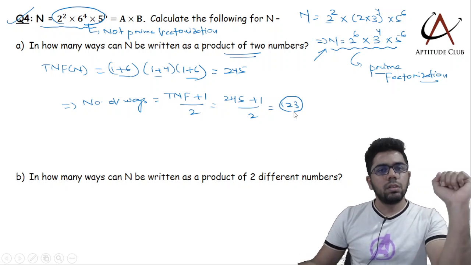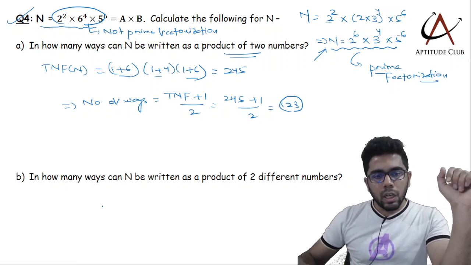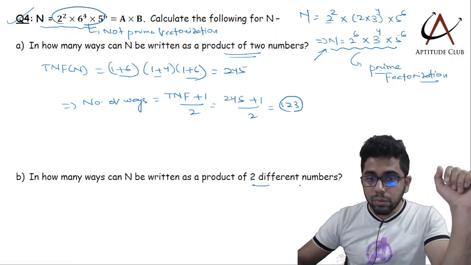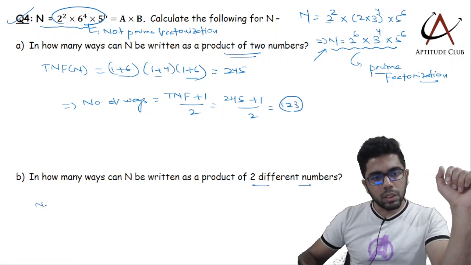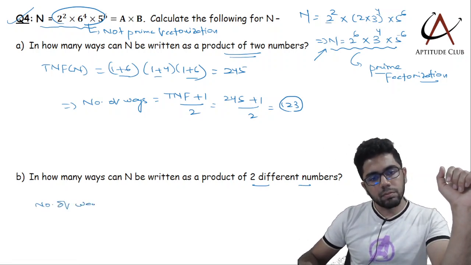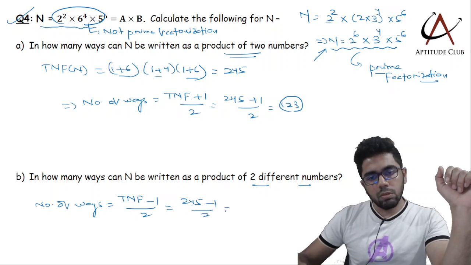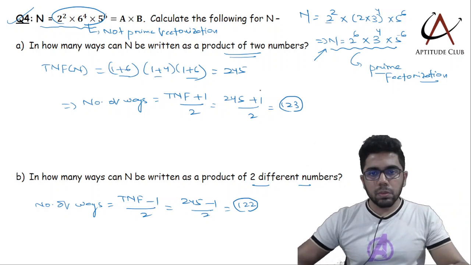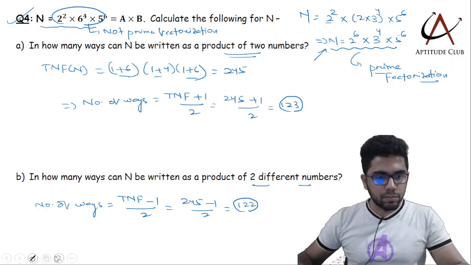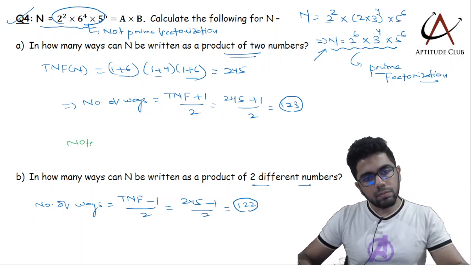Very easy, very direct. In how many ways can it be written as a product of two different numbers? तो उसका भी हमें formula पता है, that number of ways, it is total number of factors minus 1 by 2. So 245 minus 1 by 2 is 122. Because here see this, that n is a perfect square. Okay, keep this in mind that here n is a perfect square.